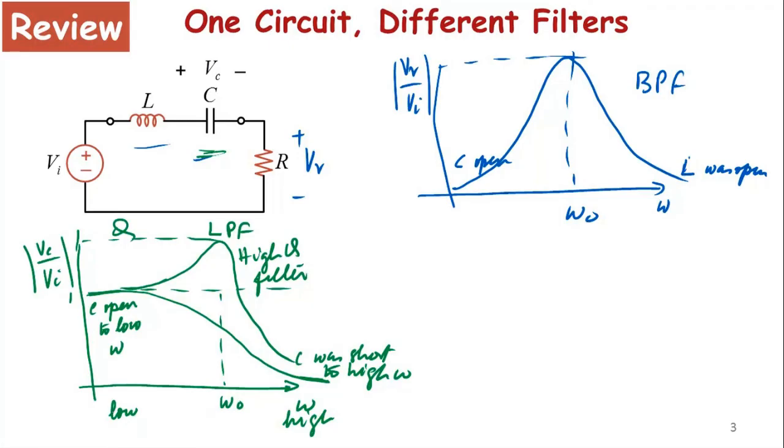Now, there's one more place that I could take the output, and I could take the output across the inductor L. So I would like you to hit the pause button on me and figure out for yourselves what you might expect the voltage across the inductor to look like. What kind of a filter might you get?